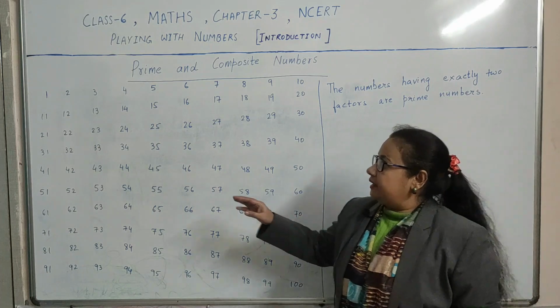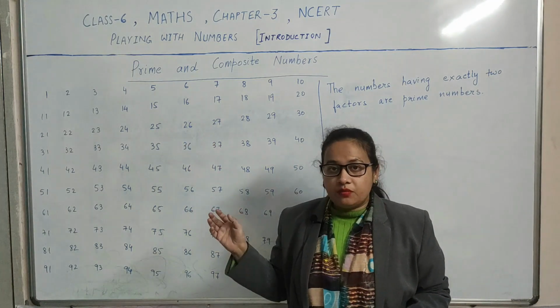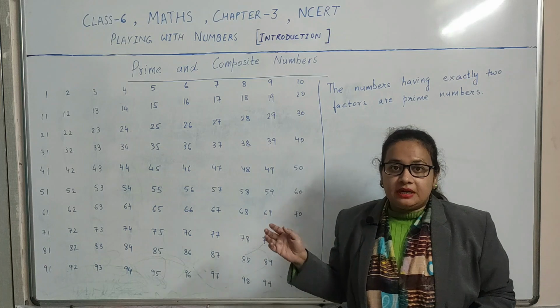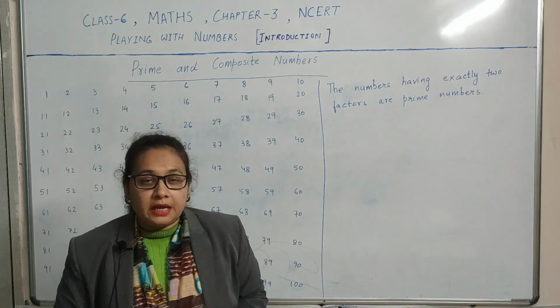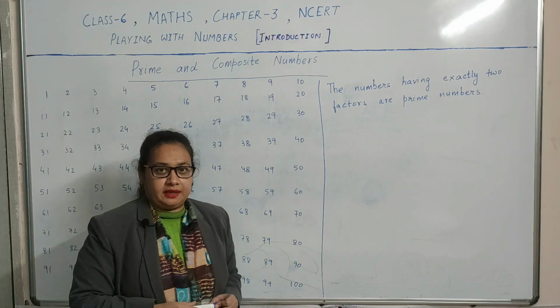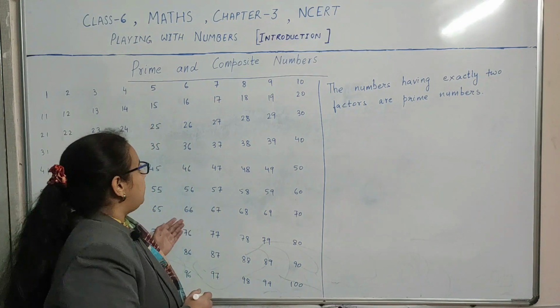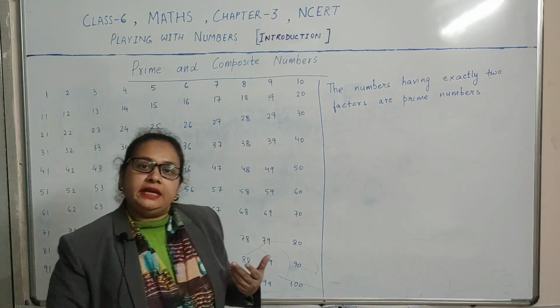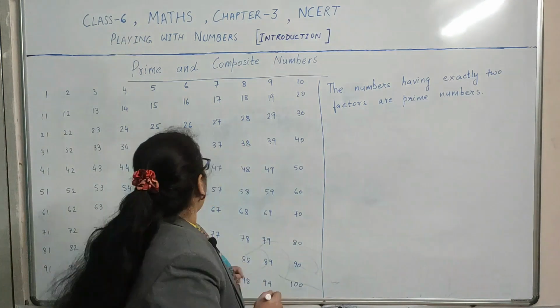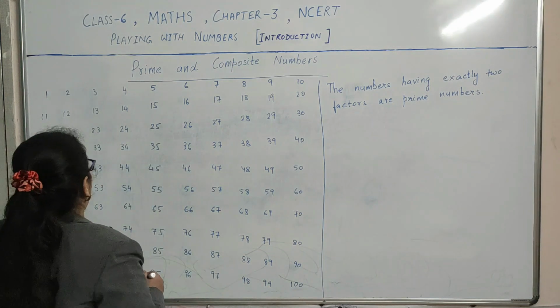Will you go on checking the numbers which are having exactly 2 factors? So will it not be a difficult task? So to make the task easier, a Greek mathematician gave a method by which we can find the prime numbers from 1 to 100 with a very easy method. So I will teach you this method now.